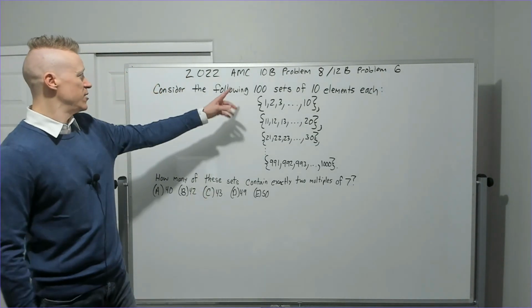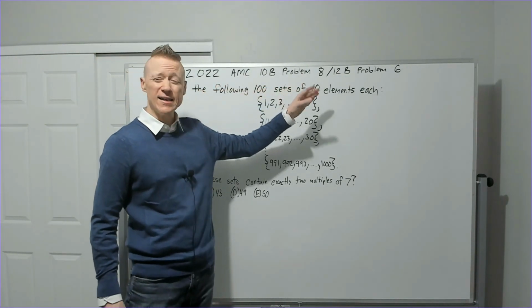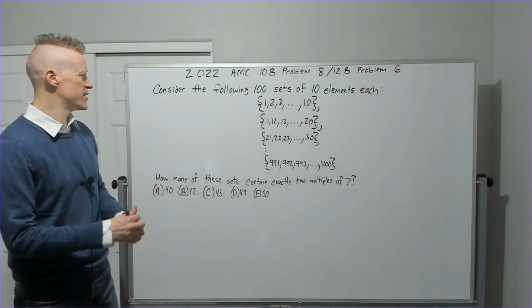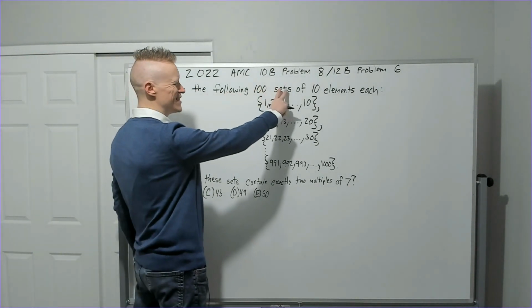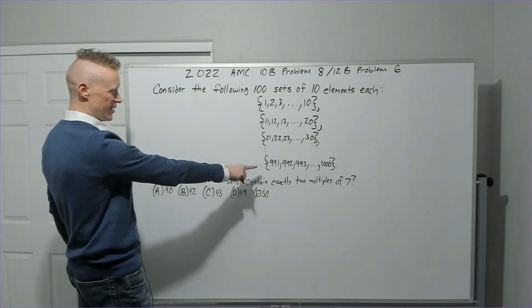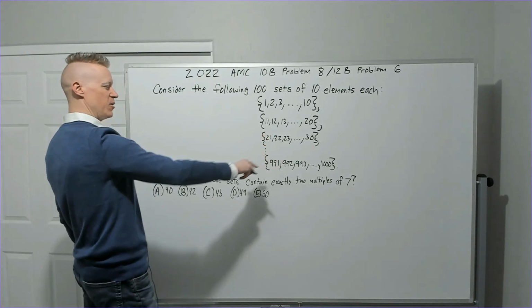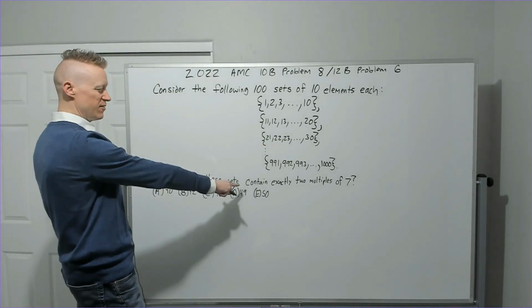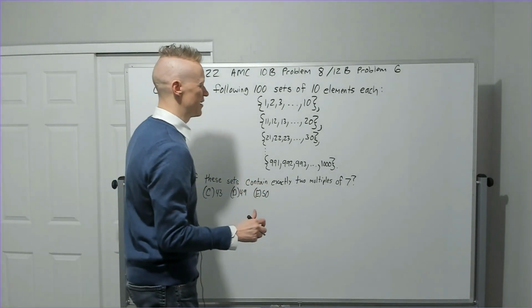Okay, so continuing now with the 2022 10B, it's problem number 8. It's also problem number 6 from the 12B. Consider the following 100 sets of 10 elements, each looking like this: 1 to 10, 11 to 20, 21 to 30, ... 991 to 1,000. How many of these sets contain exactly 2 multiples of 7?